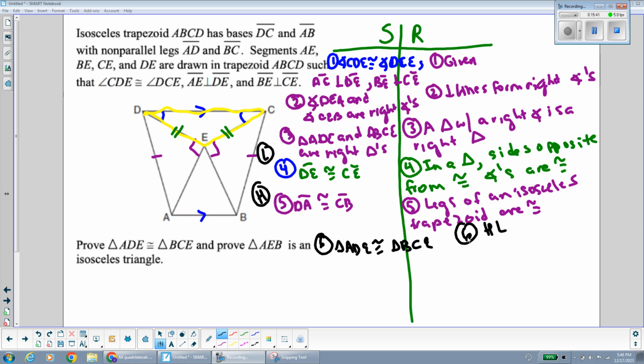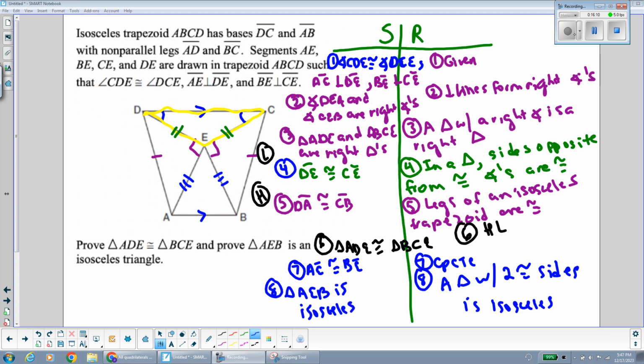The next part is to prove that triangle AEB is an isosceles triangle. Now that we've proved triangle ADE and triangle CEB congruent, we can just use CPCTC to say that AE is congruent to DE because they're corresponding sides of the two triangles that we just proved congruent. And now we know that this triangle is isosceles because a triangle with two congruent sides is isosceles. I'm going to pause the video and write up the rest of the proof. And here is the rest of the proof. Feel free to pause the video if you need another minute to look at it.